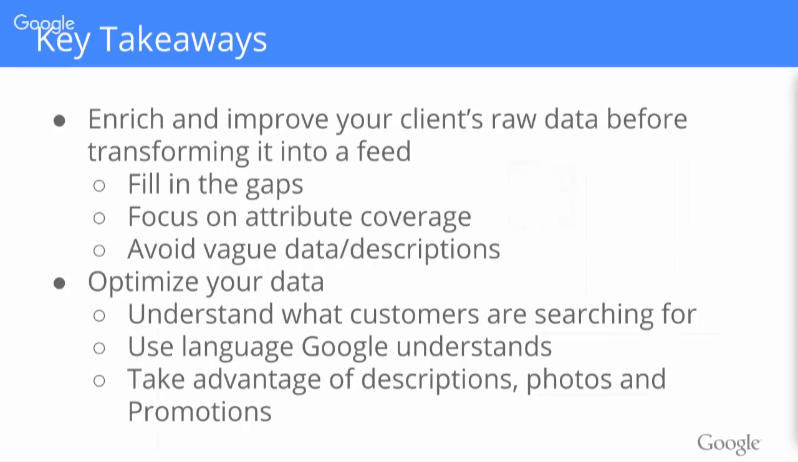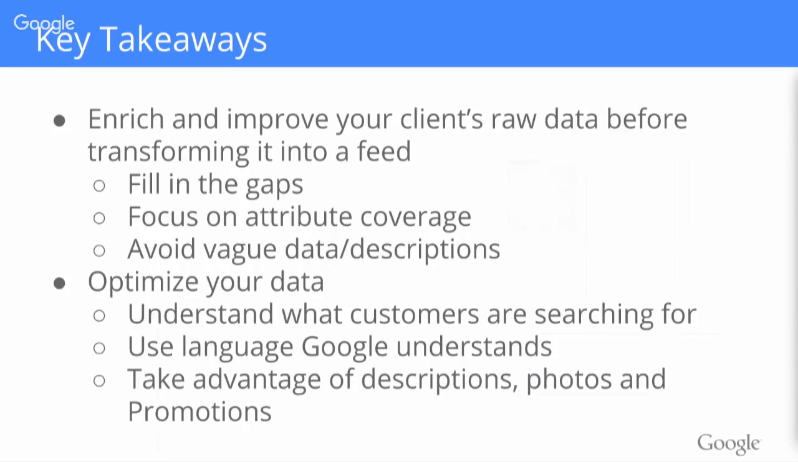We want to fill in the gaps. The way we're going to enrich and improve that data is by filling in gaps. If there are things missing like gender, size, those types of things that we don't really think of when we think of certain items, make sure those are in there. Focus on attribute coverage. We talked about some of these, but focus first on the attributes in terms of what makes that item unique, those unique indicators, okay?